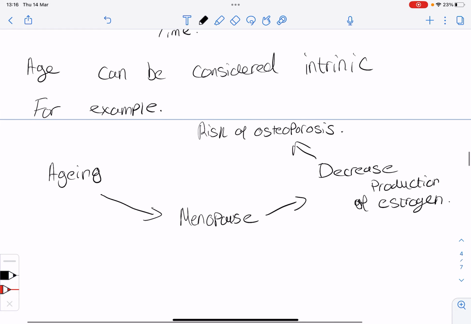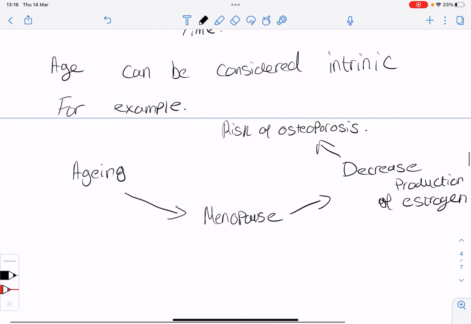So again, aging is not necessarily, okay, as you age, you're definitely going to develop osteoporosis, but there is a mechanism behind everything where if you age, yes, females will eventually reach a point where they stop ovulating and they reach their menopause state. And as a result, the biological process is that if they don't ovulate anymore, they decrease their production of estrogen, and as a result, they have an increased chance of developing osteoporosis. So aging is therefore considered intrinsic.